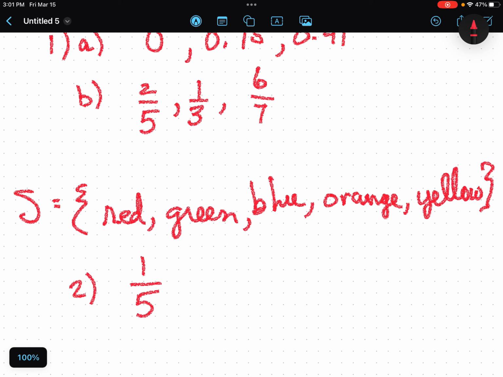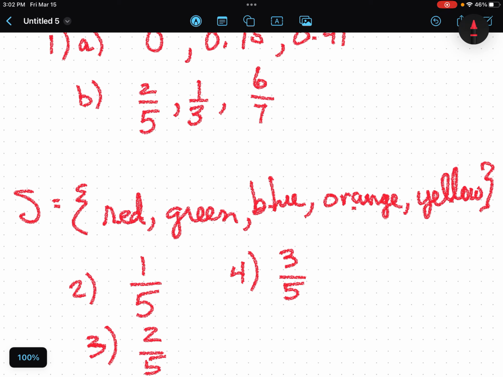F says green or orange. There's a green and an orange. There's 2 of those out of 5. Red or blue or yellow. There are 3 out of 5. Or if you really wanted to do 1/5 plus 1/5 plus 1/5.